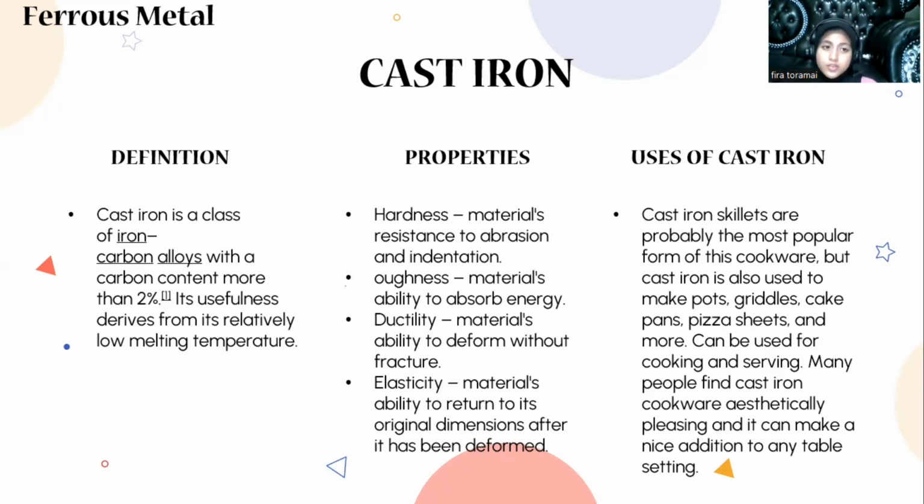Cast iron. So, the definition of cast iron. Cast iron is a class of iron-carbon alloys with a carbon content of more than 2%, with its usefulness derived from its relatively low melting temperature.